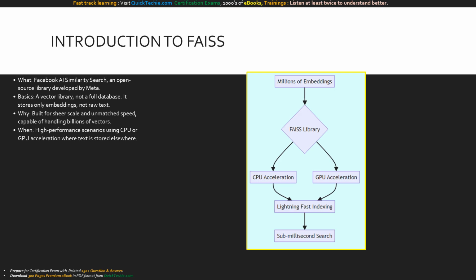You can feed millions of embeddings into the FAISS library. Depending on your hardware, it leverages either CPU acceleration or highly optimized GPU acceleration. Both paths lead to lightning-fast indexing. The ultimate outcome at the bottom is sub-millisecond search capabilities. It strips away the overhead of managing text and metadata to focus 100% on mathematical efficiency and speed.